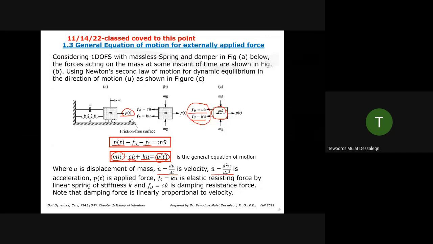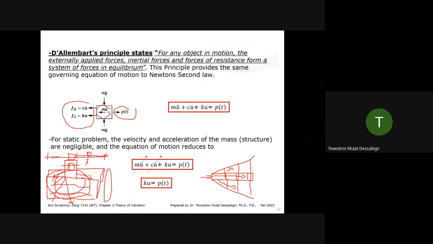So we discussed the general equation of motion for externally applied force. You can have a damping component, inertial component, and the stiffness component. You can arrive at the same general equation of motion either using Newton's second law or D'Alembert's principle.